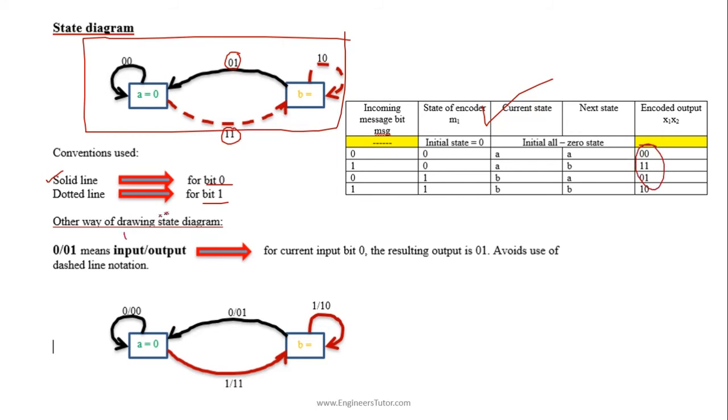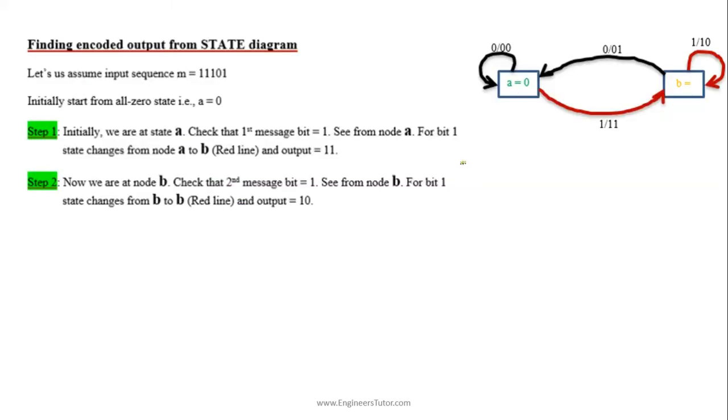Other way of drawing the state diagram, if you don't want to use a dashed line, we can represent in this fashion: 0/01. This 0 means incoming bit. 0/01 means input by output. For current input bit 0, the resulting output is 01, like that.